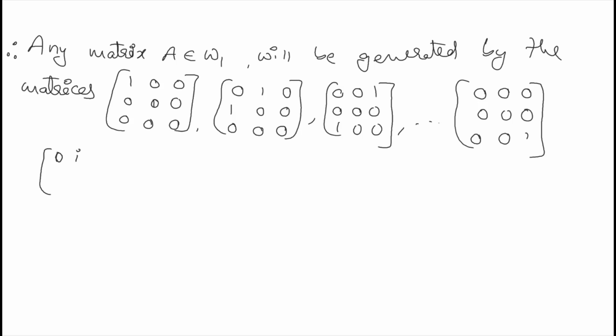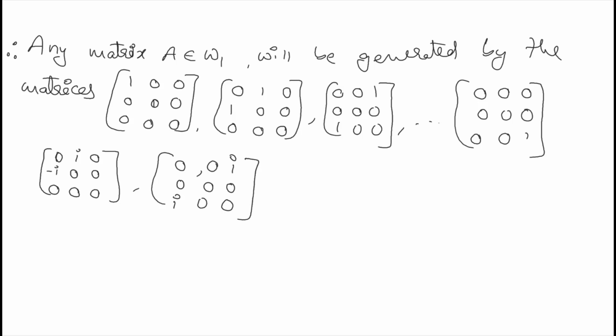0, I, 0, 0, 0, 0, sorry, here minus sign, 0, 0, 0, comma, 0, 0, I, 0, 0, 0, I, 0, 0. And the last matrix is 0, 0, 0, 0, 0, I. Here we get minus sign, 0, minus sign, 0.